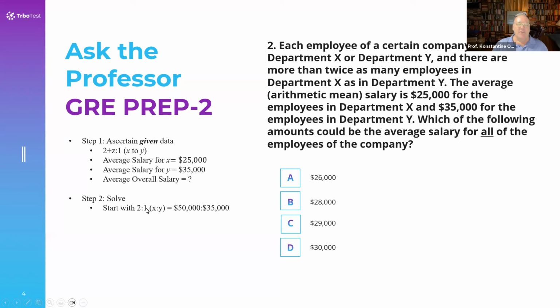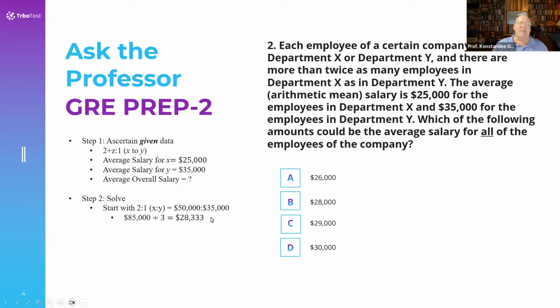So if we do a 2-to-1 ratio of X to Y, that means we have to double the salary for the X department: 25 times 2 becomes 50, and 35. So it becomes 50,000 to 35,000 as our pay ratio. That accounts for the doubling. Add those 2 numbers together, we have 85,000. We divide it by the total of the ratio, 2 plus 1 is 3. That means that 28,333 is the average per employee throughout the entire company.